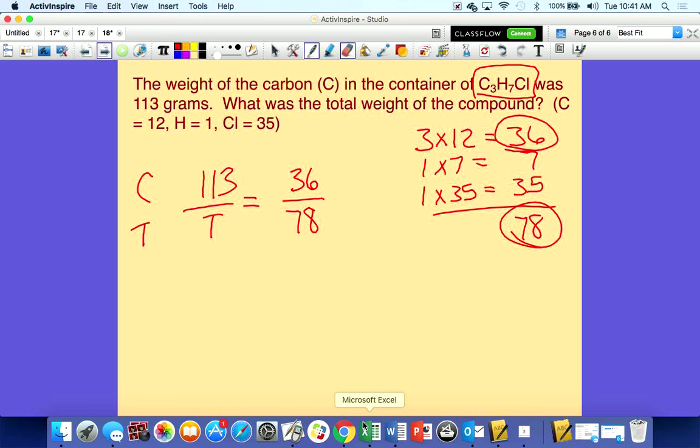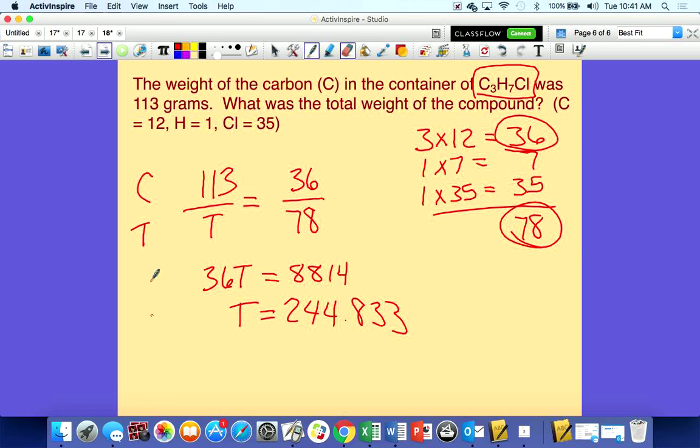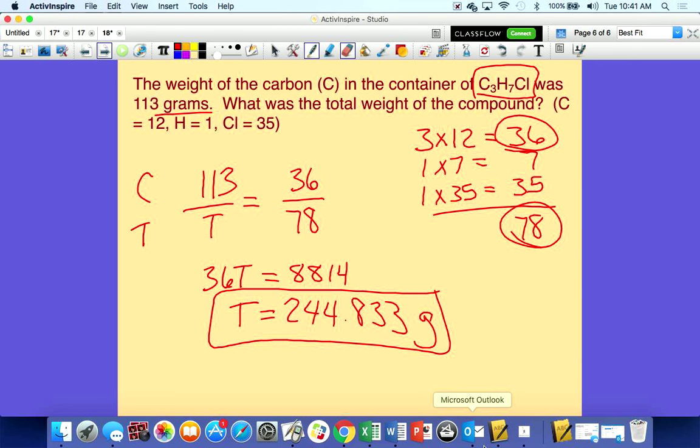All right, and now that we have proportions, we can just cross multiply. So 36t equals 113 times 78 is 8814. Divide by 36. t equals 244.833. We need a label. There's our label. So grams. All right, and there is our answer.